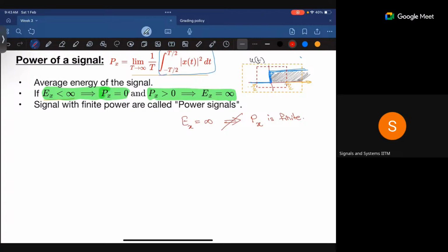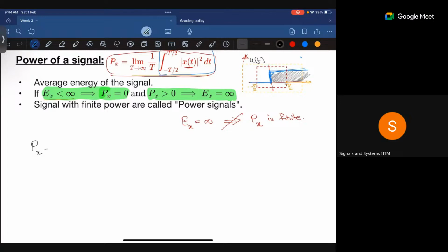Signals with finite power are called power signals. So once you compute this and you get some real number, then the signal corresponding to that x of t is called a power signal. Now how do you compute the power of a signal? We will just use the formula. If you're okay with the formula, just use it. Let's compute the power of this u of t that we just discussed.